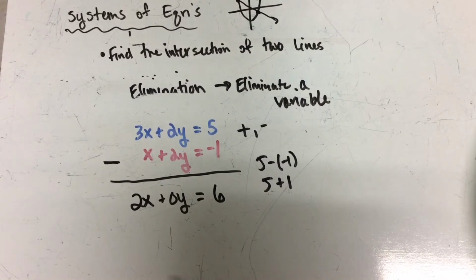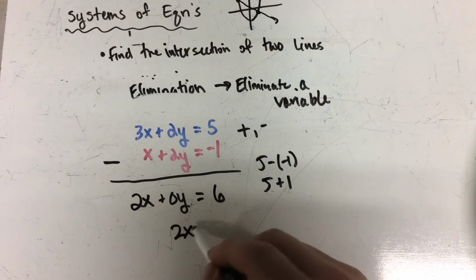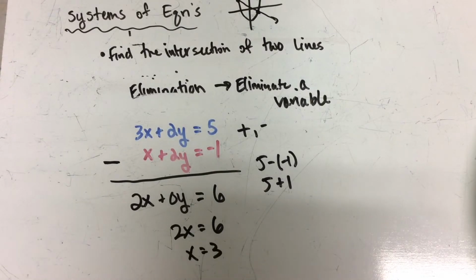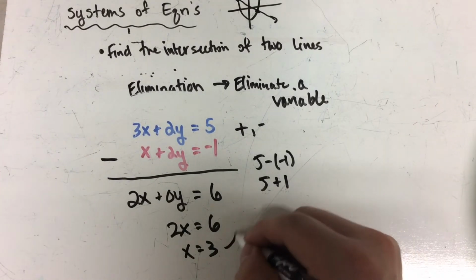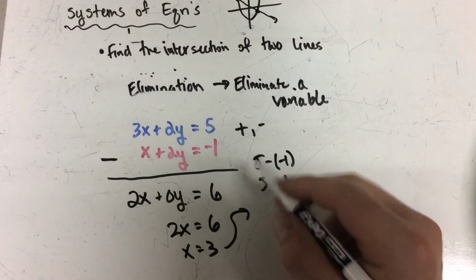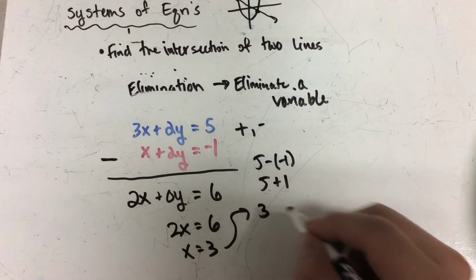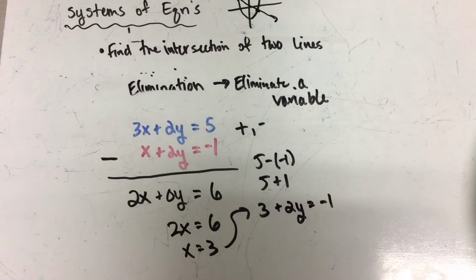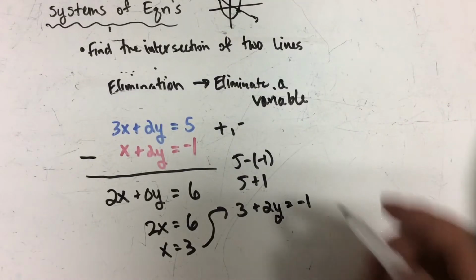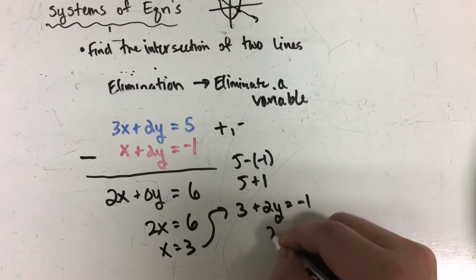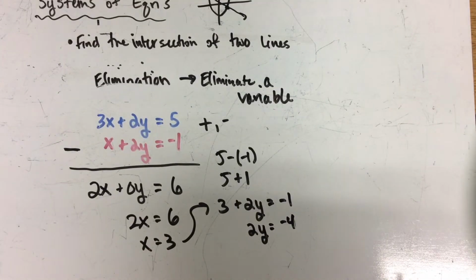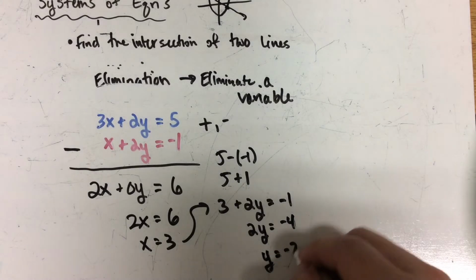We can clean this up now. So it'll be 2x equals 6. Or we're going to get that x equals 3. Once we have that x equals 3, we want to substitute it into one of the equations. I'll just do the pink equation here, and I'm going to say that 3 plus 2y equals negative 1. I'm going to solve for y, so I'll subtract 3 on both sides. This will give me 2y equals negative 4. Now I'll divide by 2 on both sides and get that y equals negative 2.